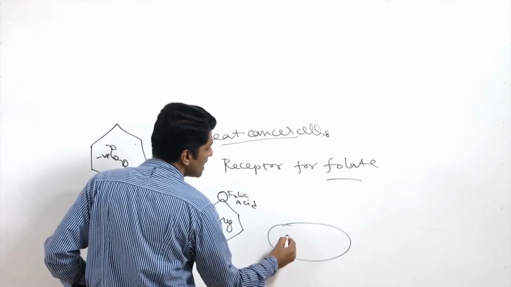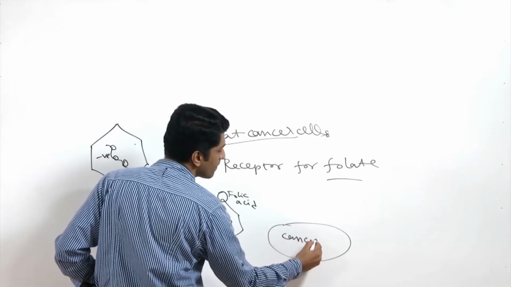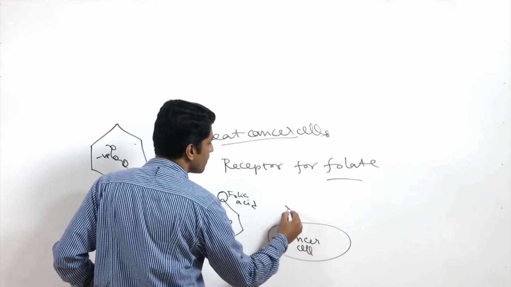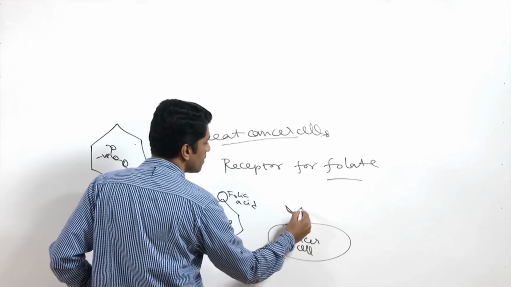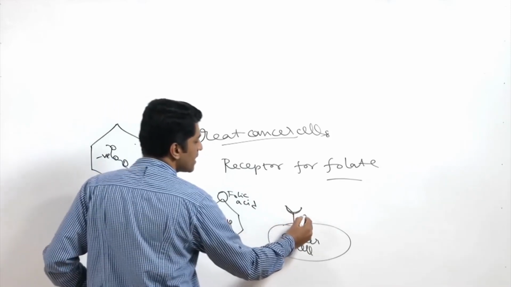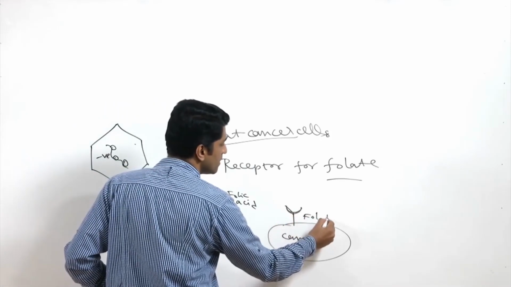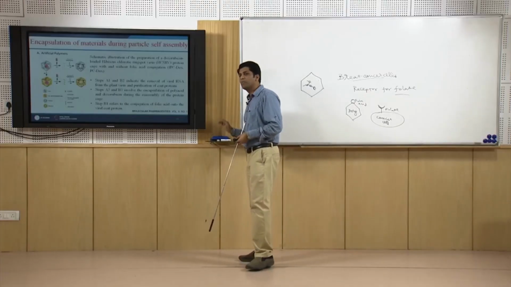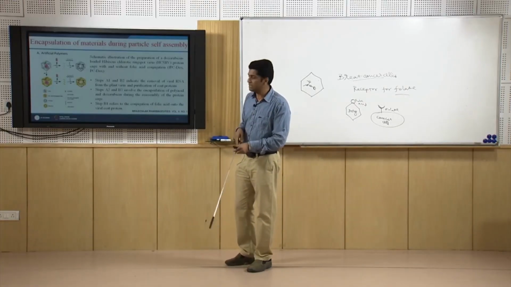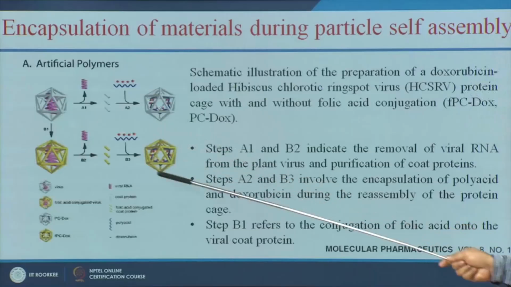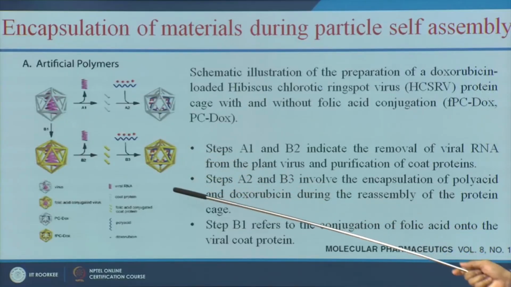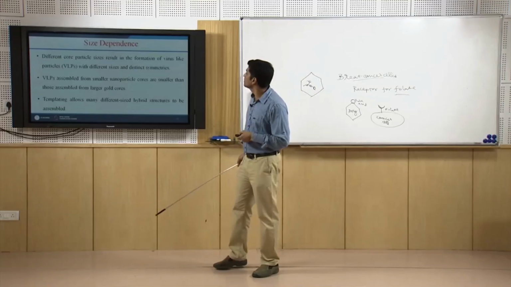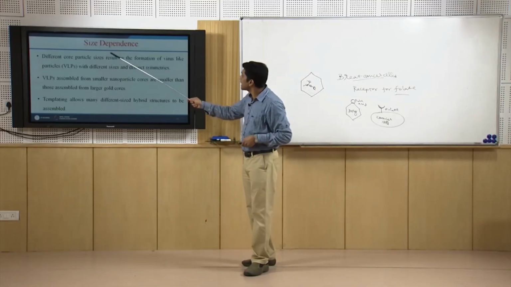it can go to the cancer cell which has the receptor for folate. So it can go and specifically bind only to the breast cancer cells, not to the healthy cells. So we can make targeted nanoparticles for cancer therapy using these virus nanoparticles. And the next one is size dependence.